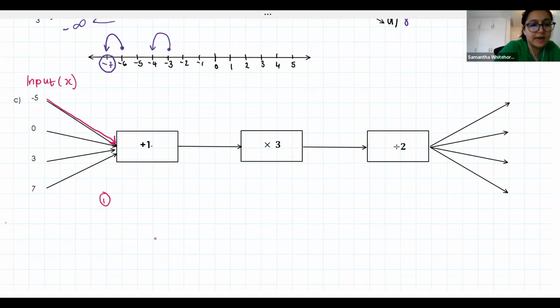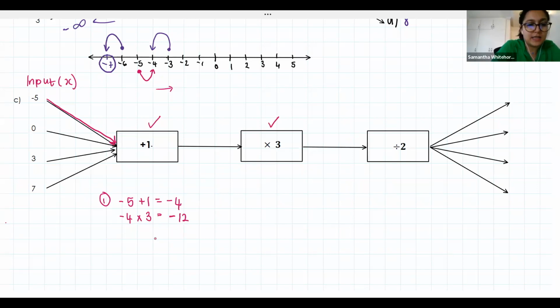Okay, so we've got -5 plus 1. If we just jump up to this number line, here I am at -5. I'm adding 1, so I'm moving right. So adding 1 takes me to -4. So I've done my first block. Now I need to take my -4 and I need to times it by +3. A negative times a positive is a negative, and 4 times 3 is 12. So I've done my second block.